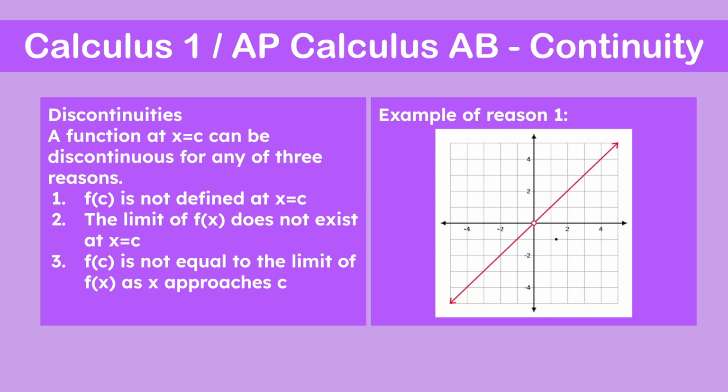So let's say c is equal to 0, which is right here. So we can see that there's a hole, but the limit does exist because we approach 0. But f of c does not exist, which means that it's discontinuous, or that there's a hole in the graph.